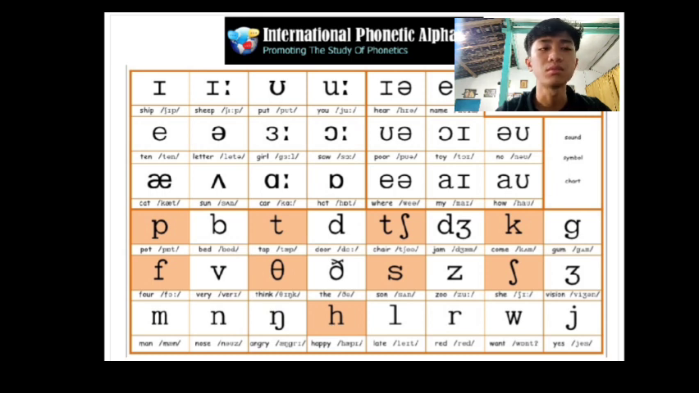Okay, next, O sound, for example, toy. Okay, next, O sound, for example, no. Next, EA sound, for example, where. Next, I sound, for example, my. Next, for the last diphthong is ow sound, for example, how.